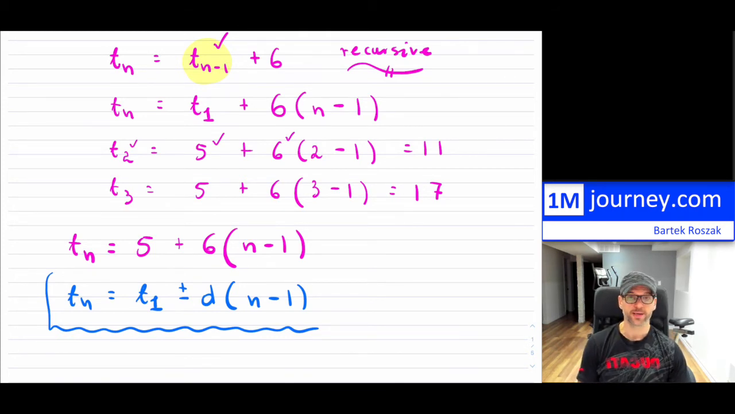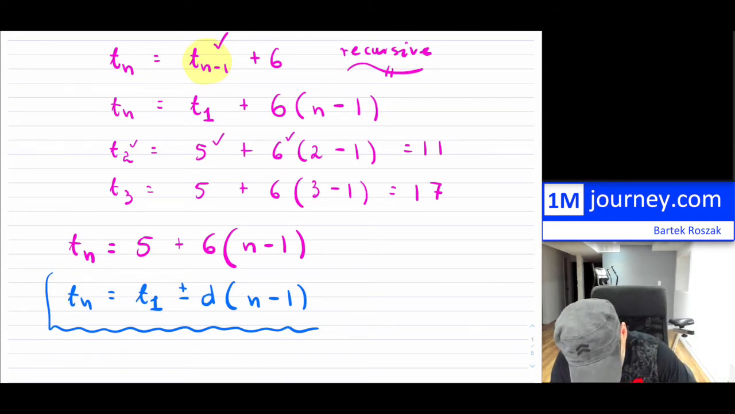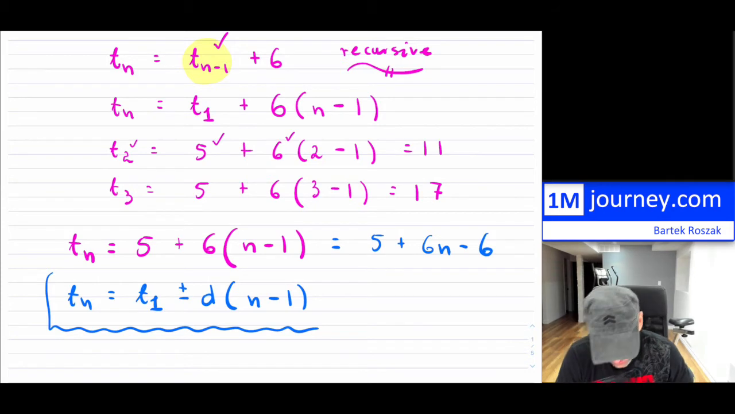Sometimes what students do, and sometimes what I do, because I know the difference, is expand this out. If you expand this out, we would get 5 plus 6, and I'm going to distribute that in there. So I would get something like this.